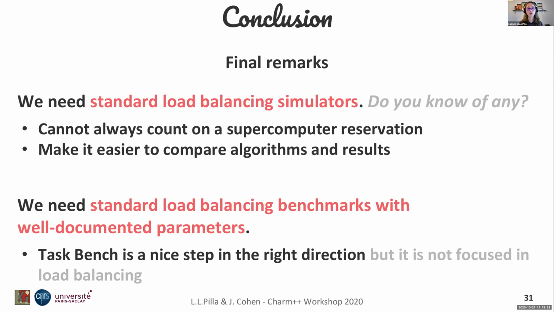And the second thing is that I think we really need some standard load balancing benchmarks with well-documented parameters. These well-documented parameters are important because if we change, for instance, the scale we are running a benchmark, it may also change the load balance that we see there. So having these well-documented parameters should help us be more productive when running these kinds of experiments. I see Task Bench doing some nice work in the right direction, but I don't think that's just a solution for us right now. They're not focused on load balancing. As far as I know, they don't even have persistent load imbalance right now in Task Bench.